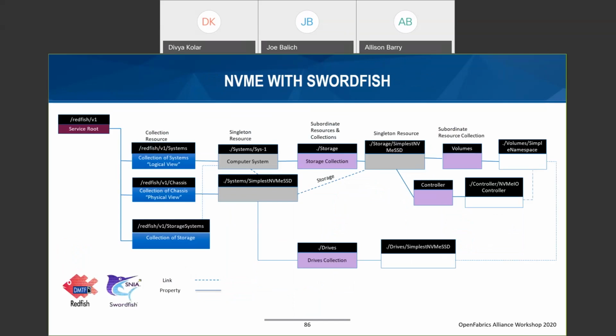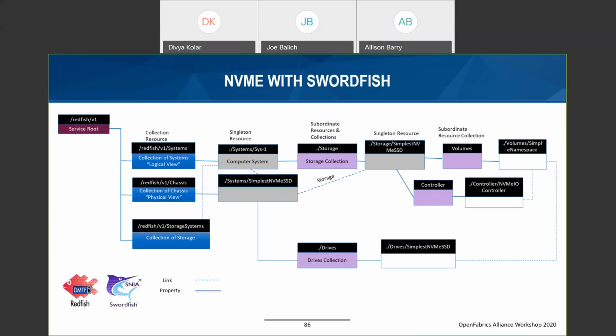So yeah, this is the Swordfish model, which incorporates NVMe resources. Like we see again, the model starts with Redfish. We have Redfish V1 systems, which is a collection, and we have a computer system singleton resource called sys1, which has a storage collection, and the NVMe subsystem is the storage under the storage collection. So that is an NVMe subsystem. Like we had seen in the previous slide, this NVMe subsystem has 1 controller and 1 volume, and those are represented by the blocks over there.